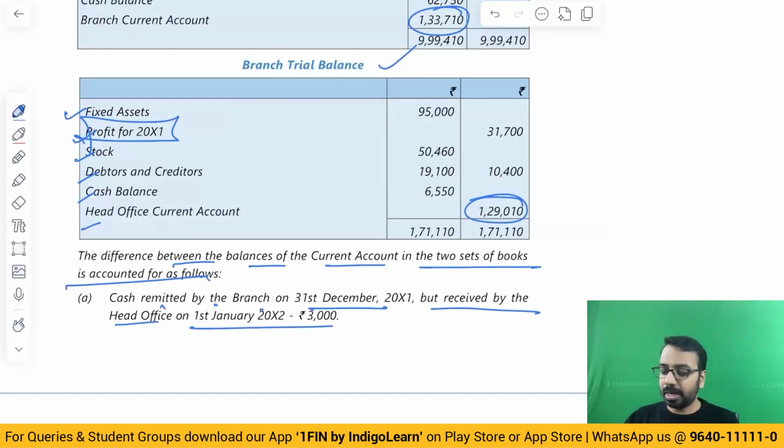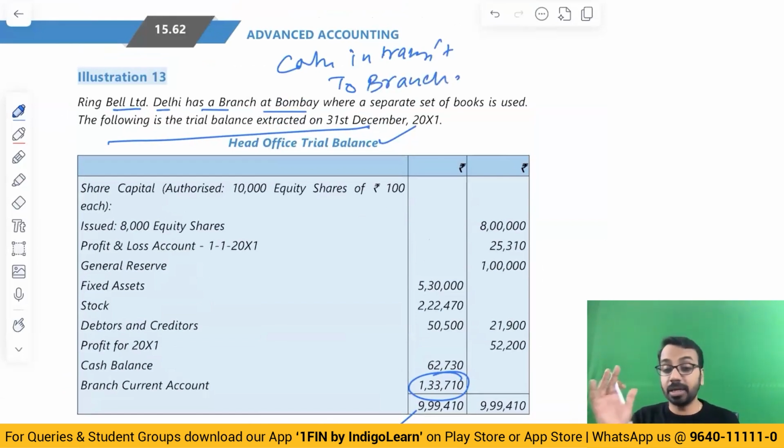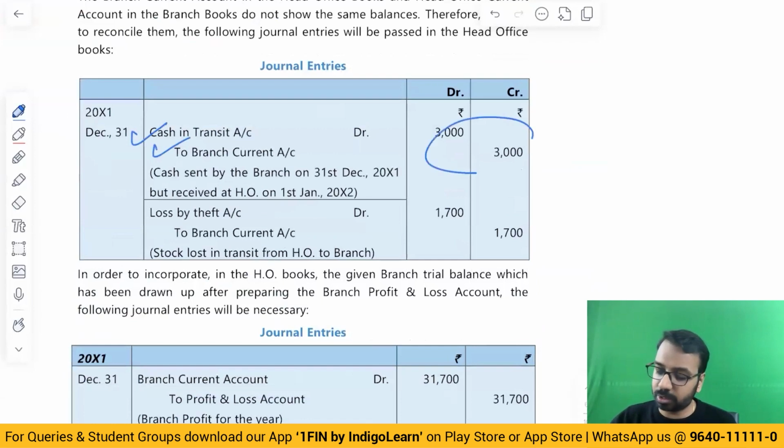What will the head office do? The head office will say, I have not received the cash, so I cannot debit cash. The head office can say cash in transit to branch account, because the branch has already sent it. So cash in transit to branch account 3,000.